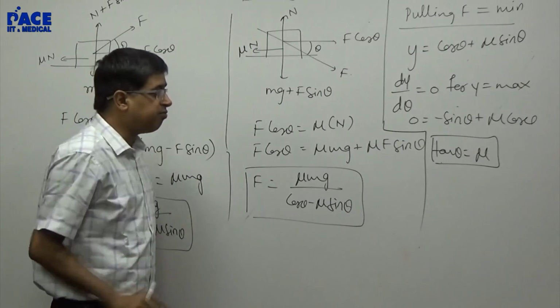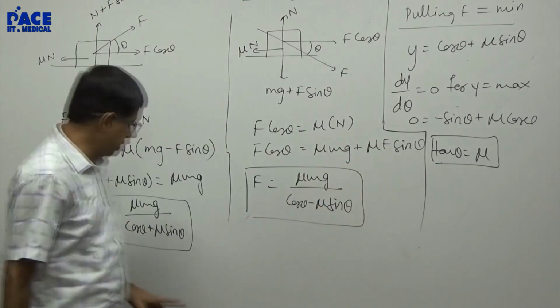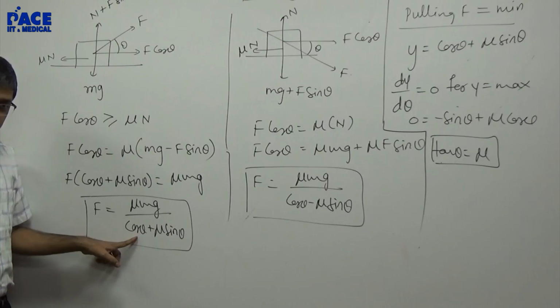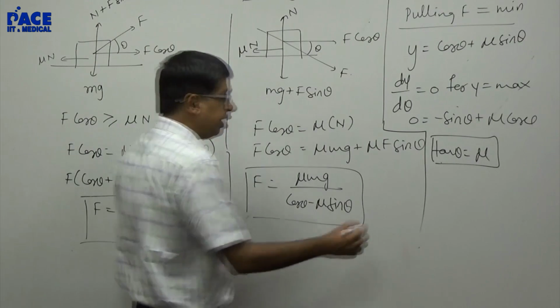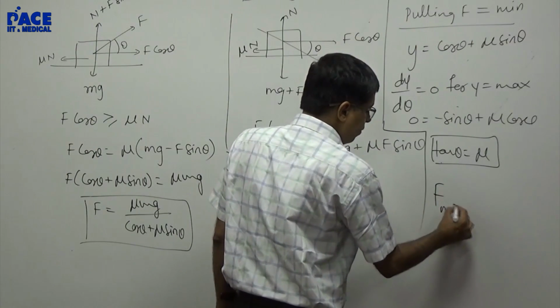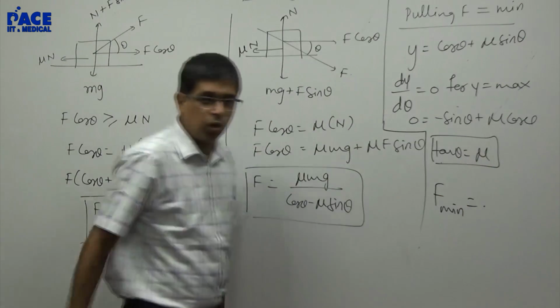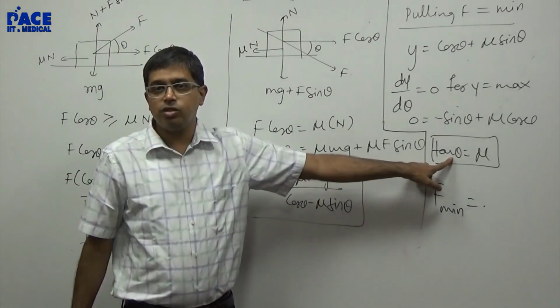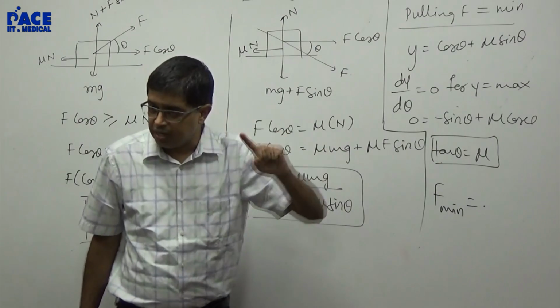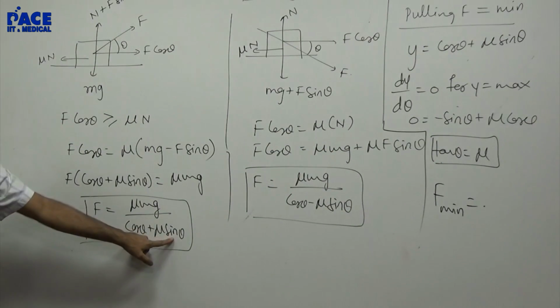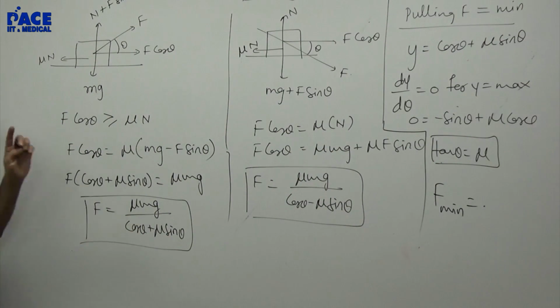What is that minimum force? Once I know tan theta, can I substitute sin theta and cos theta? Find the minimum force, F minimum. I am running short of space on the board. Not a big deal. Once you know tan theta, you will know sin and cos. Substitute those values here. You will get the minimum force with which I can pull a body.